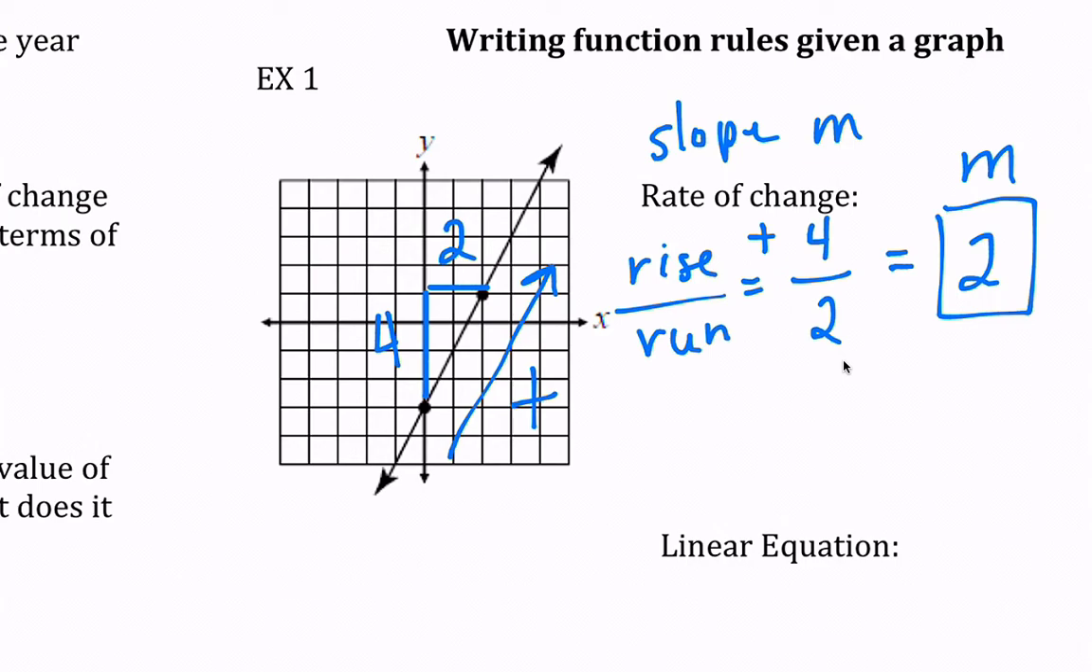Okay, so that's part of it. We have our m, we have our slope. Now all we need is our y-intercept. So remember, you look at where it crosses the y-axis. Well, it crosses the y-axis here. That's your y-intercept. And notice it crosses the y-axis. You always start from the origin, which is here. And it's down 1, 2, 3. Down 3 would be a negative 3.